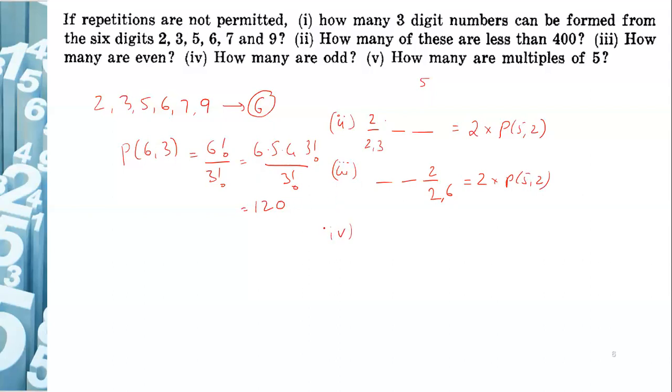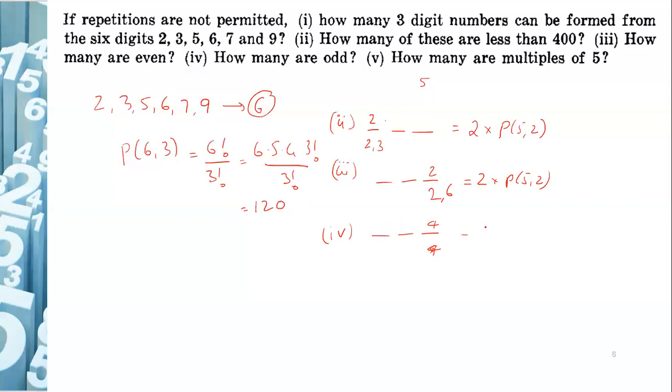Next, the fourth one: how many are odd numbers, where I have to pick 3 numbers. Odd number means the last digit should be odd, because any number is odd depending on the last digit. So we can fill this one in 4 ways, with 3, 5, 7, 9. 4 ways are there. Even though 4 possibilities are there, we fill only one number. And after that again I have 5.